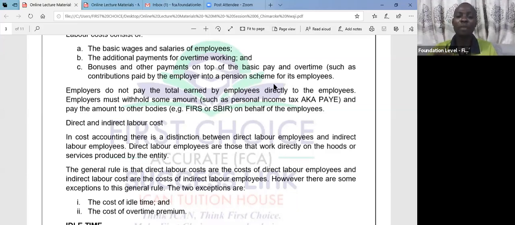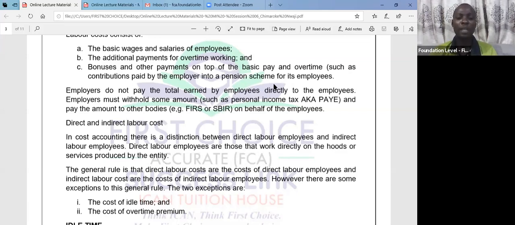However, there are some exceptions to these general rules. So what are these exceptions to these general rules? Take note, when you pay your direct laborers, it should be called direct costs. So those people who are directly doing the job, I'll be using bread as an example. So forgive me if I digress to talking about bread. So those who are producing the bread directly, anything you pay them should be called direct costs. Then the supervisors, anything you pay them should be called indirect costs.